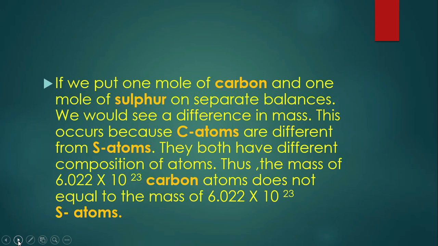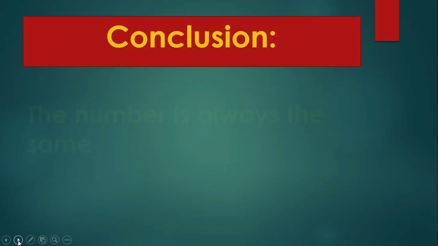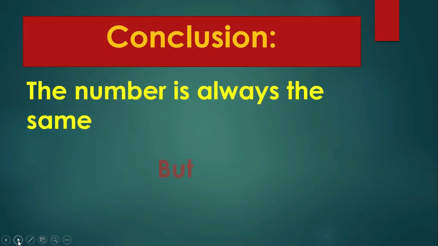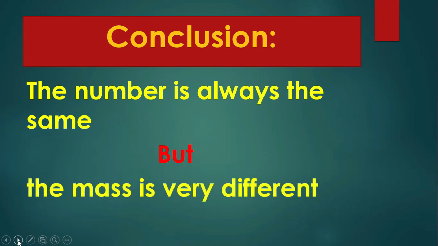This occurs because carbon atoms are different from sulfur atoms. They both have different compositions of atoms. Thus, the mass of 6.022 × 10^23 carbon atoms does not equal the mass of 6.022 × 10^23 sulfur atoms. Understood, students? It means that their counting unit is the same, they both are 1 mole, and the amount is equal to Avogadro's number, but still they have different masses because their composition is not the same. So that's why we conclude, students, that the number is always the same, but the mass is very different.